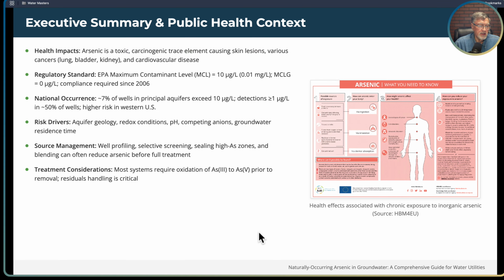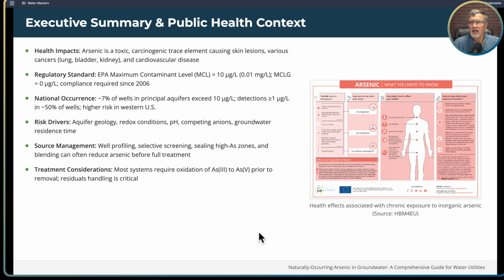So source management, well profiling, selective screening, sealing off high arsenic zones, and blending will often reduce arsenic before full treatment is required. A lot of times we're going to try these strategies, doing the vertical profiling in our wells and building a well accordingly so we can reduce the amount of arsenic coming in that we're actually going to need to treat. And sometimes we can actually avoid treatment altogether, but whatever you can do to manage the source to reduce the arsenic levels is going to save you a lot of capital expenditure costs on treatment. And so it's really important.